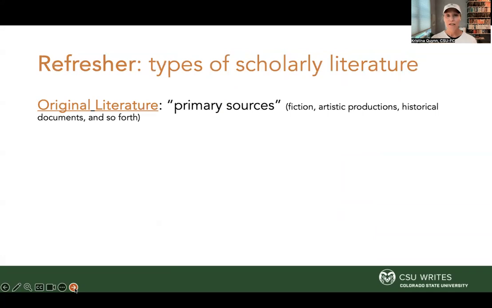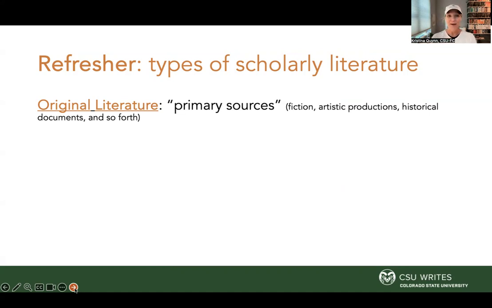Quick refresher on the types of scholarly literature out there, which will determine, again, thinking towards the journal, what it is that you're going to be doing, who wrote this first, or what you're working with and what you're putting together. Original literature includes primary sources, and depending on your field, that could be fiction, artistic productions, historical documents, and so forth. Your primary sources, if you're in the sciences, are largely what you're observing, and those are not exactly the literature, right?